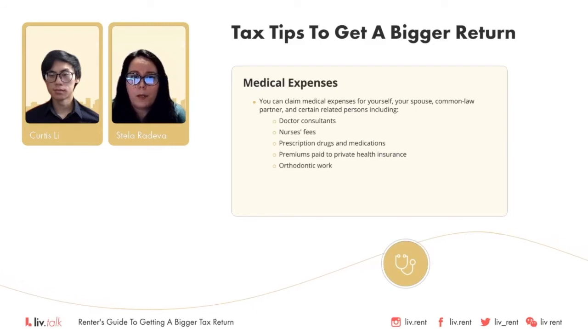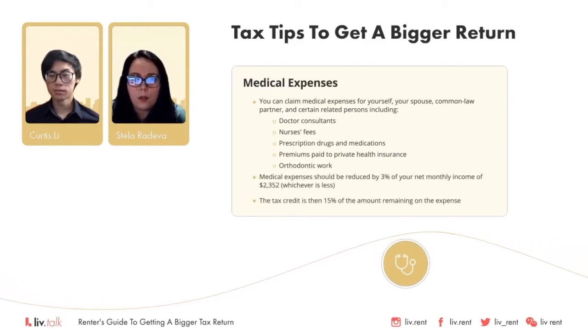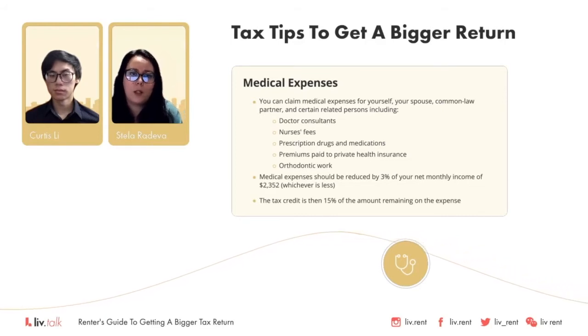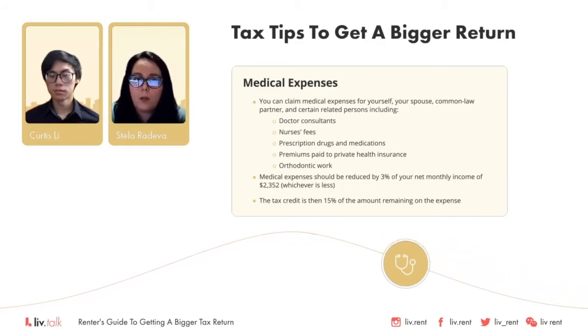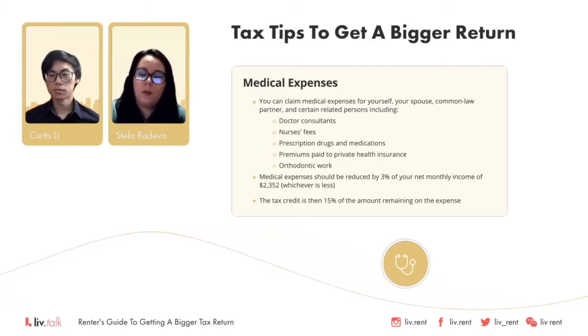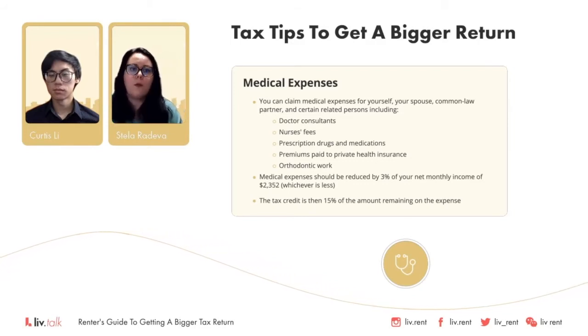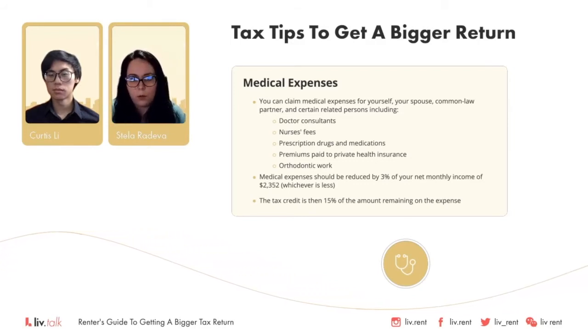So, for example, you can claim doctor's consultations, you can claim nurses' fees, prescription drugs and medications, also premiums paid to private health insurance, and orthodontic work. So, usually medical expenses should be reduced by 3% of your net monthly income, or to 2,421 Canadian dollars, whichever is less. And the tax credit is then 15% of the amount remaining on the expense.